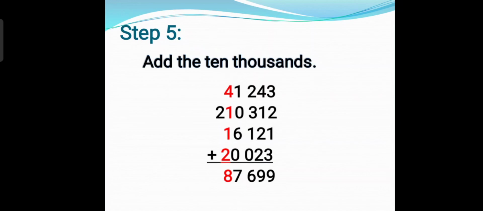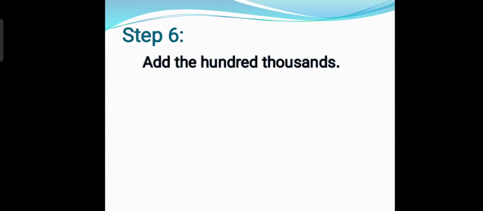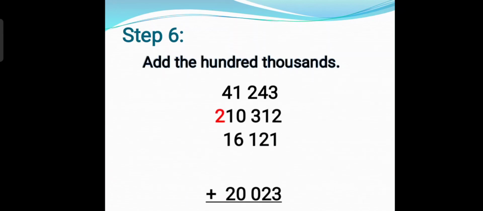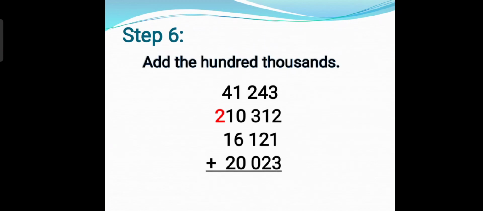Next step is step 6. We add the 100,000 digits. What are the numbers in the 100,000 place? There is only one number in the 100,000 place. What is it? It is 2. Since there is no other digit in the 100,000 place, we just bring it down. Very good.